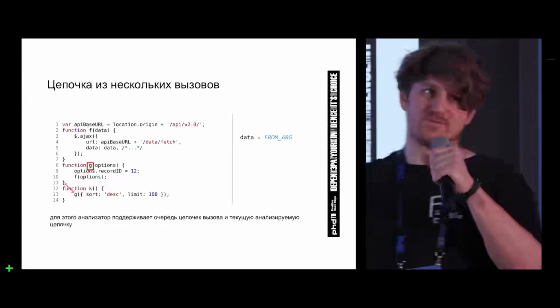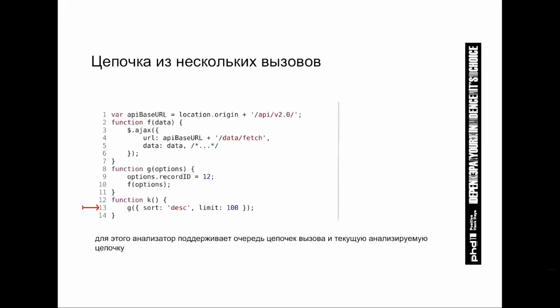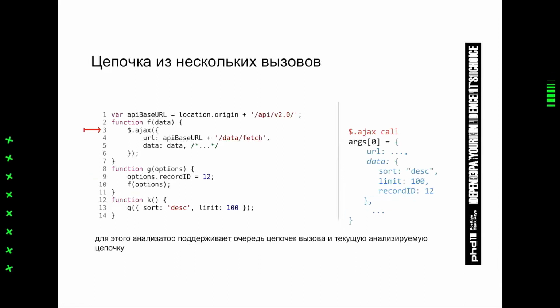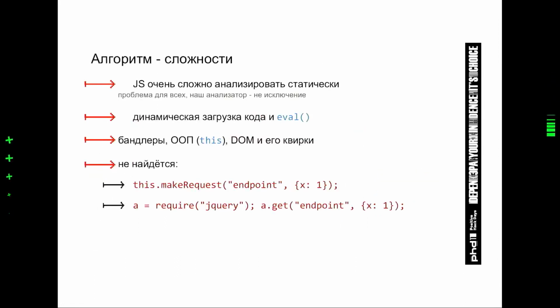We have a lineup, and if you go all the way to $ajax or fetch and you see from arg, you add just one element on top. You just take the first line, like G in this case, and put it in the beginning of the line. So now we start from K because we realize that K calls G, and then we go to G, and we can calculate it and go all the way to $ajax.